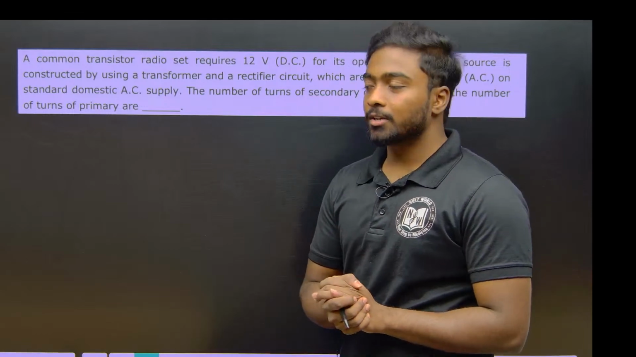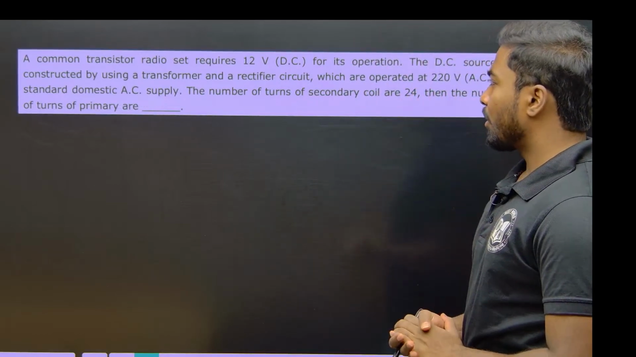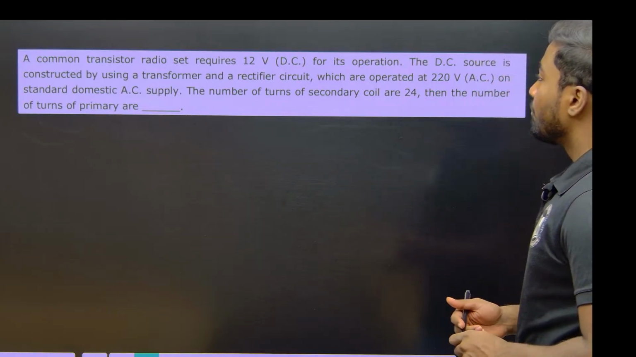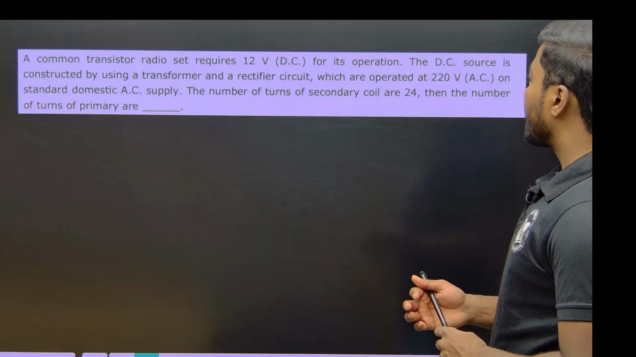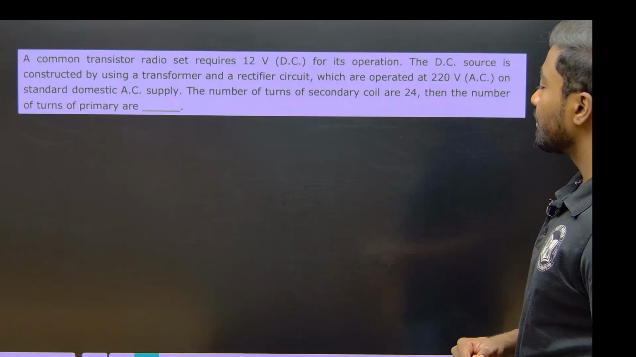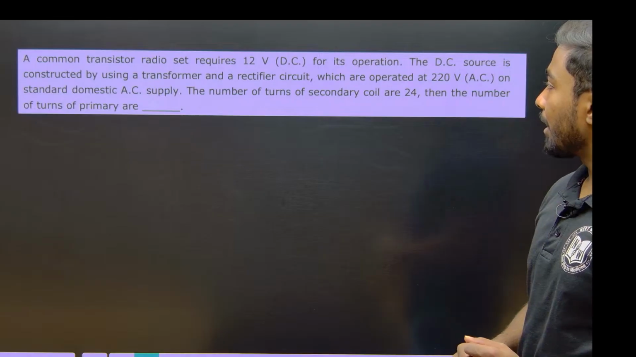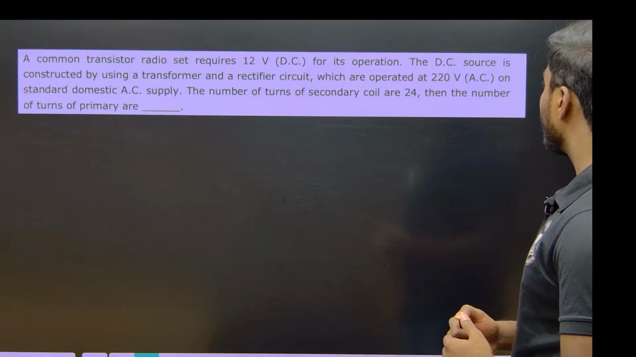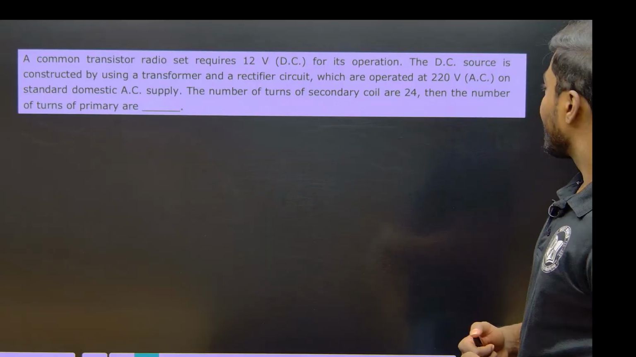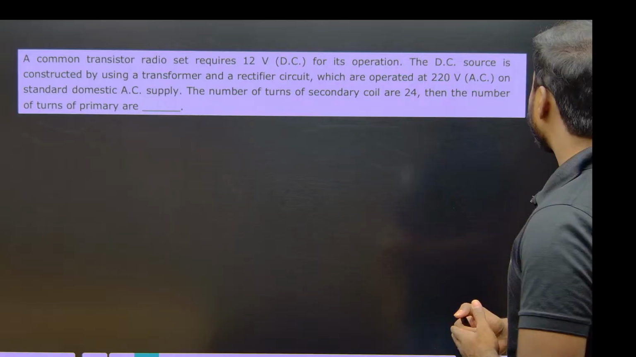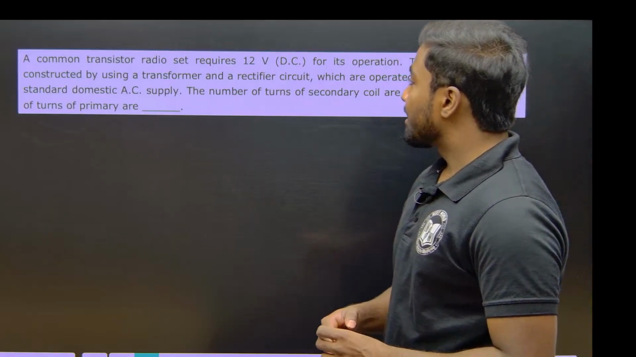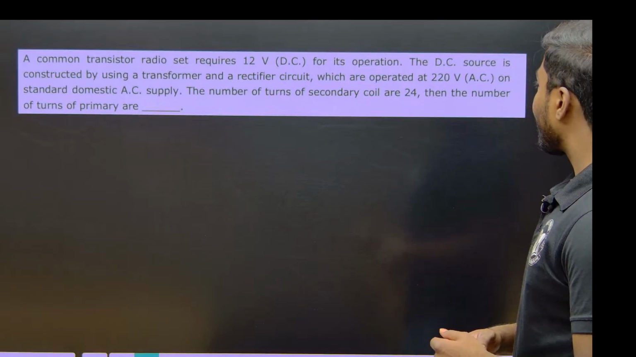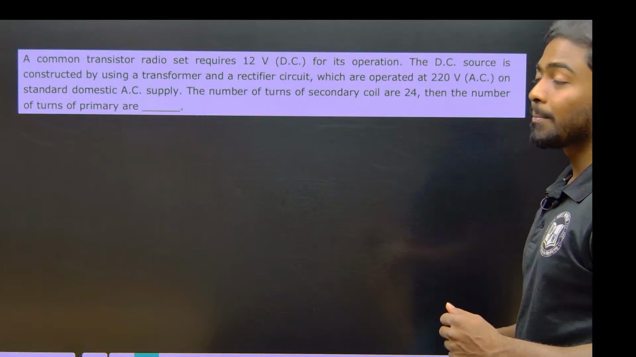The first question of this session is: a common transistor radio set requires 12 volt DC for its operation. The DC source is constructed by using a transformer and a rectifier circuit, which are operated at 220 volt AC, alternating current and direct current, on the standard domestic AC supply. The number of turns of the secondary coil is 24, then the number of turns of the primary is.